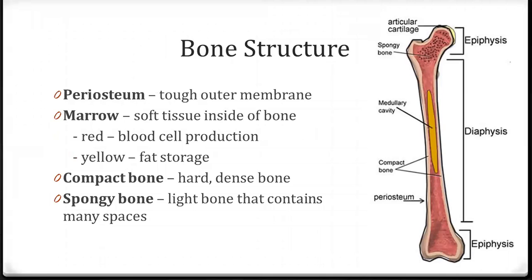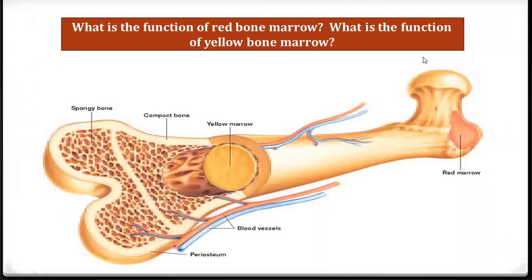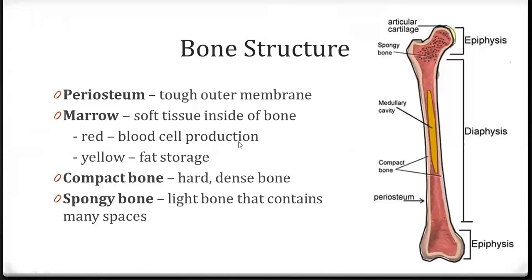The periosteum is the tough outer membrane of the bone, shown here. Bone marrow is the soft tissue inside the bone. You can have red marrow, which helps produce blood cells, and you can have yellow that does fat storage. Compact bone is hard, dense bone, which is right underneath the periosteum. And then spongy bone is light bone that contains many spaces. That's just another picture. So we have red marrow, which produces blood cells, yellow, which is for fat storage.